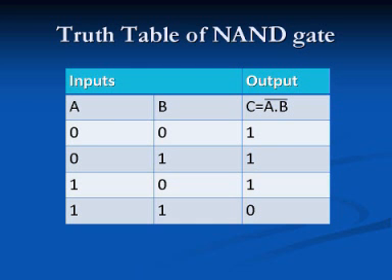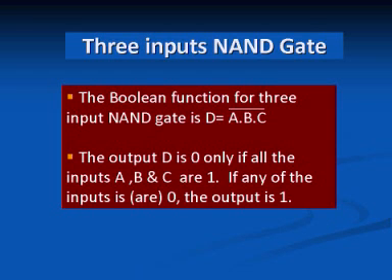The truth table of a NAND gate reads for inputs A and B as 0, 0. The output C is 1. For inputs 0, 1, the output C is 1. For inputs 1, 0, the output C is 1. For inputs 1, 1, output C is 0. One may again note that the output is always 1 except the case when both the inputs are 1.